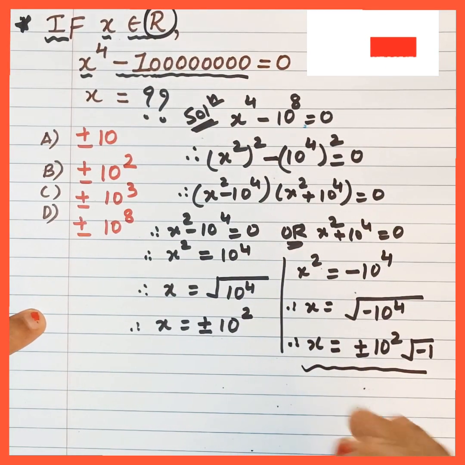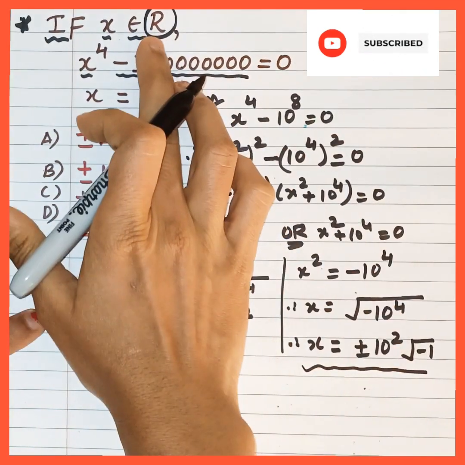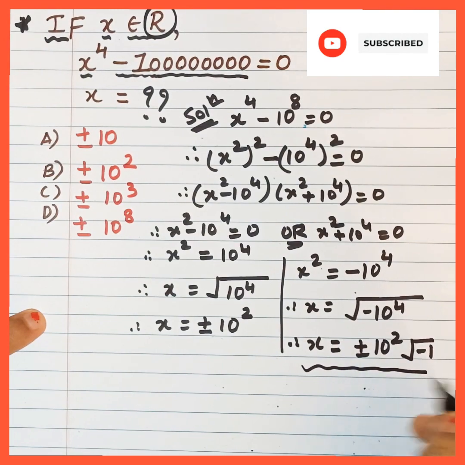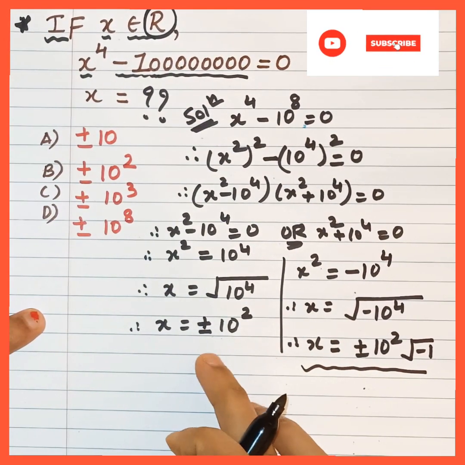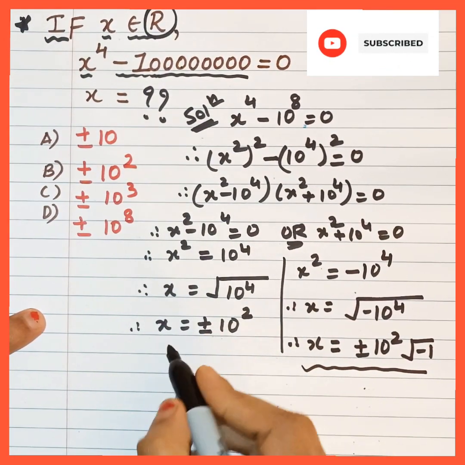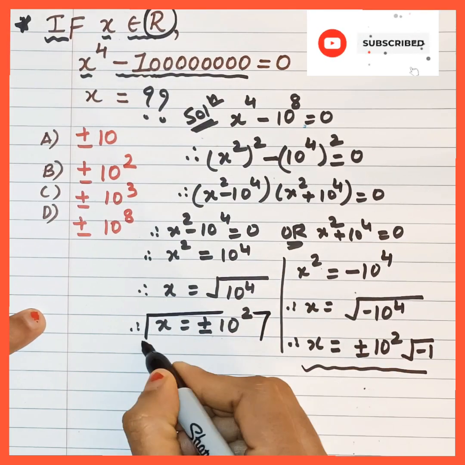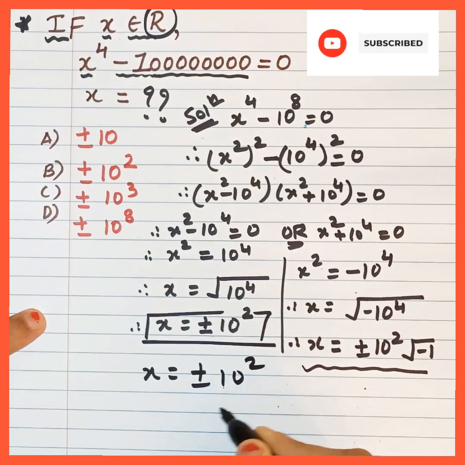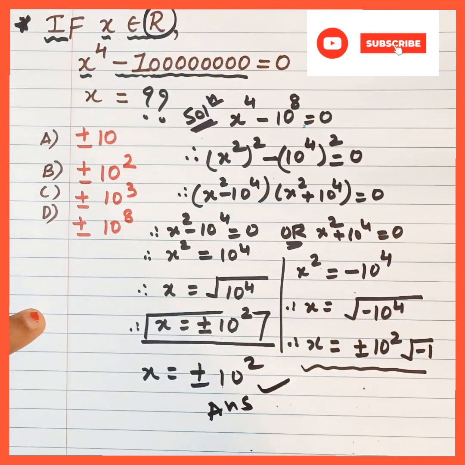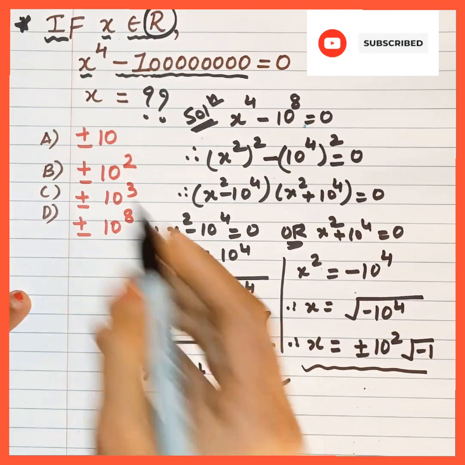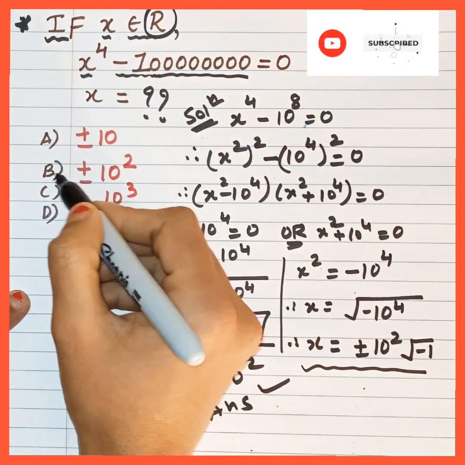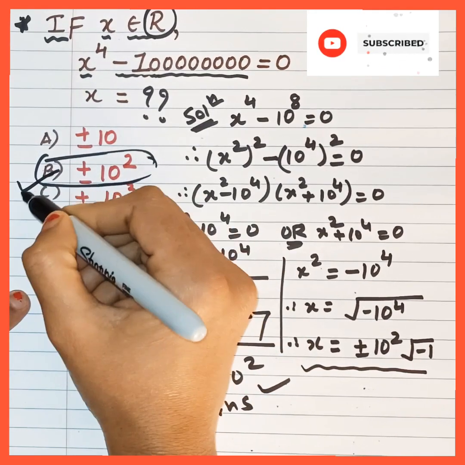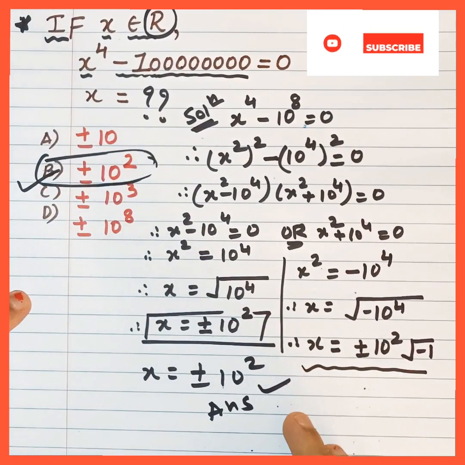We ignore this solution because the condition is that x belongs to real numbers, and this is not a real number. So this will be our solution: plus or minus 10 square. This will be our final answer, so x equals plus or minus 10 square. This is our solution set. You can see that option B shows this answer: plus or minus 10 square is given in option B. So option B will be the correct answer for this question.